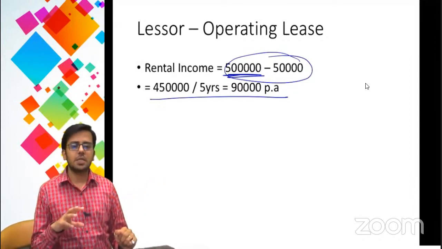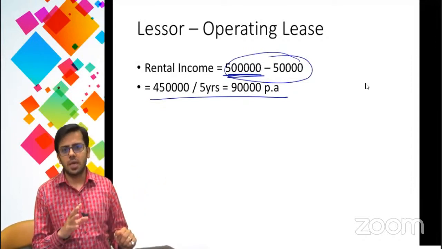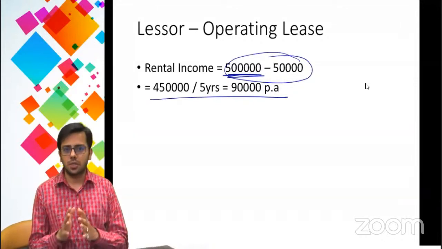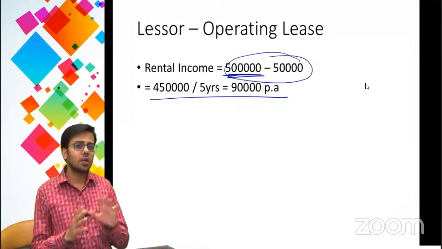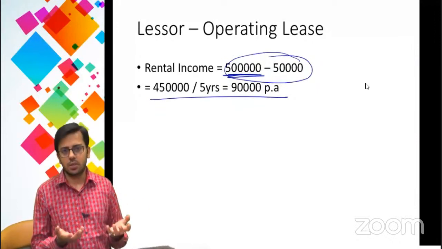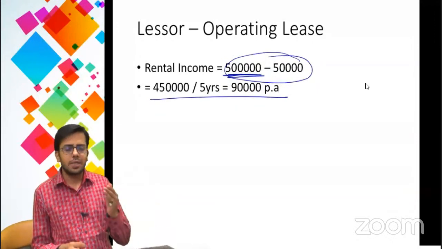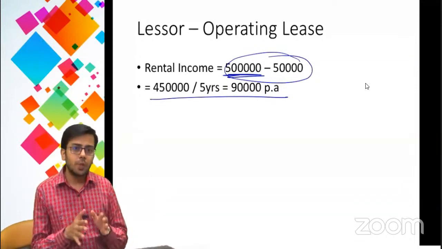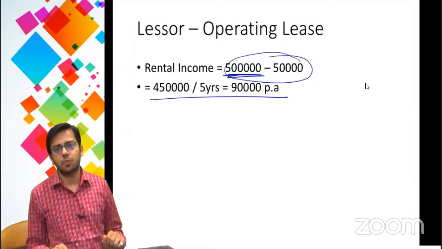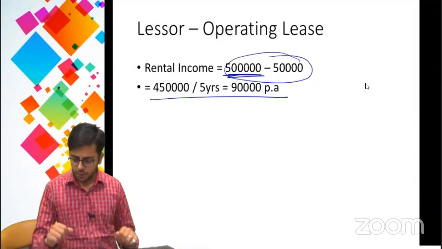In a finance lease, the lessor de-recognizes the asset and only recognizes the lease receivable, whatever he is going to get. In an operating lease, he does not de-recognize the asset and there is nothing called a lease receivable. Whatever he is going to get, the income is recognized on a straight line basis over the lease period, assuming the asset is going to give consistent performance to the lessee. Okay, I hope it is clear.